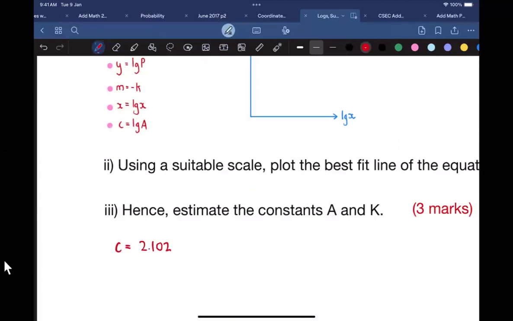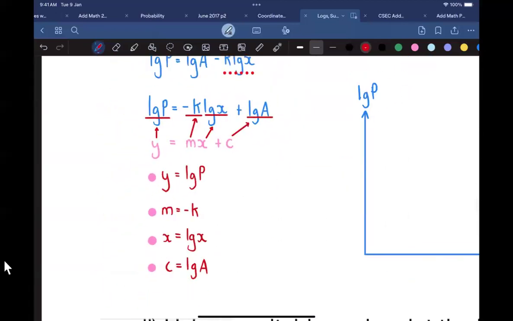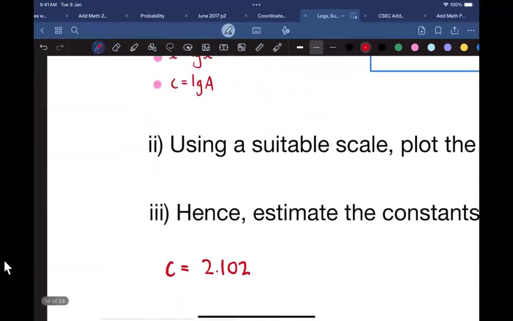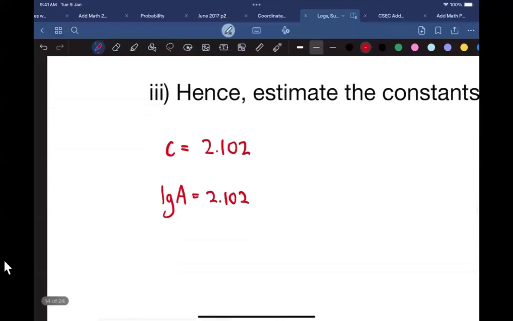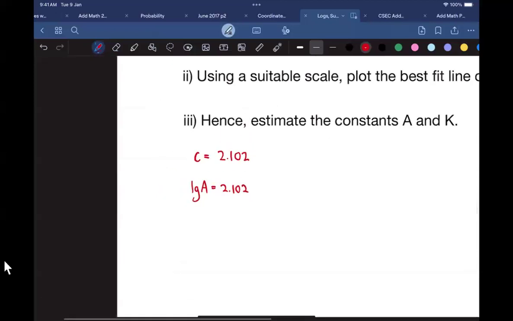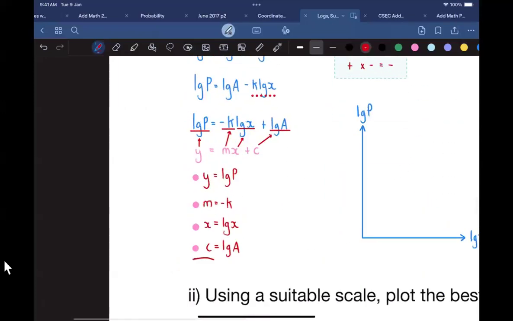The P is equal to AK. No, wait, C is equal to what? Check it out. What was C equal to? Remember, C is the log y-intercept. So log A is really equal to 2.102. Hence, C is log A. Yeah, C is equal to log A.